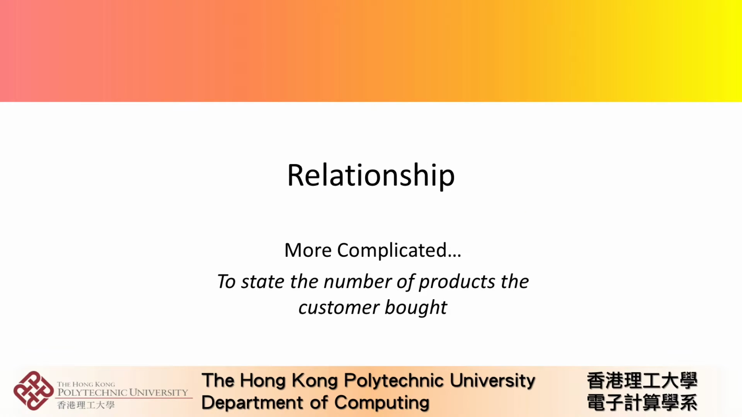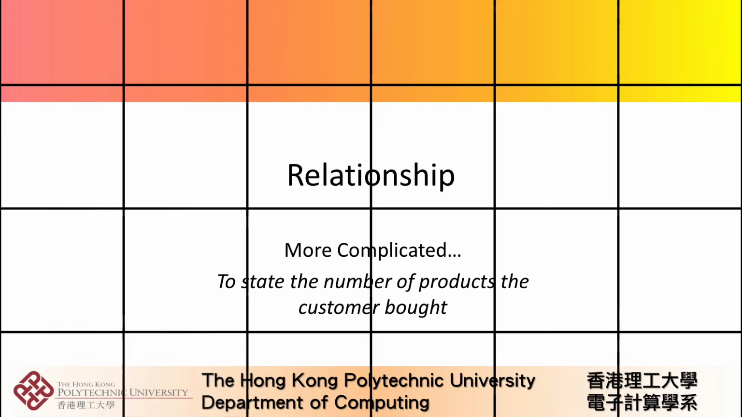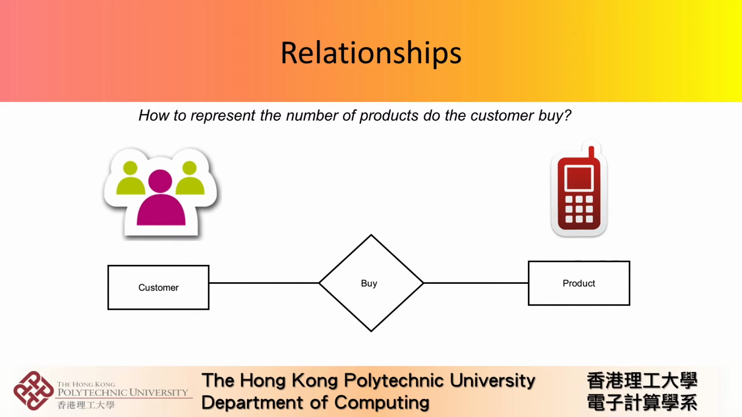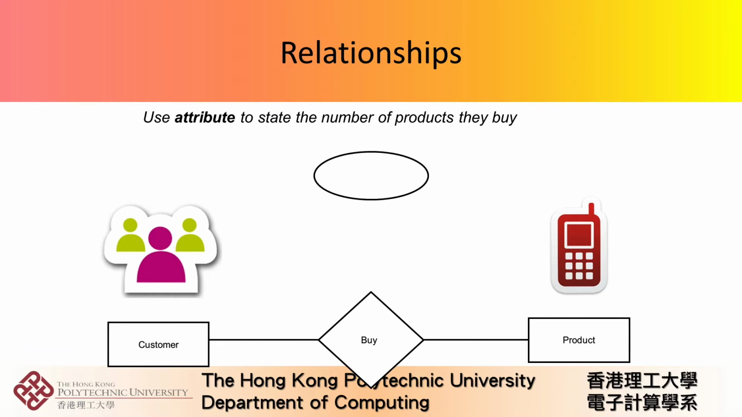Here is a more complicated example for identifying relationships. This is for stating the number of products the customer bought. How do we represent the number of products the customer bought? We can use an attribute to state the number of products they bought. Let's name the attribute quantity. The ER diagram should be shown like this.